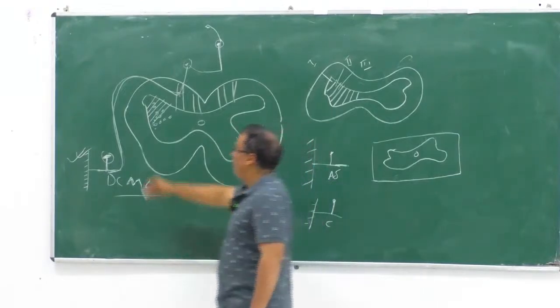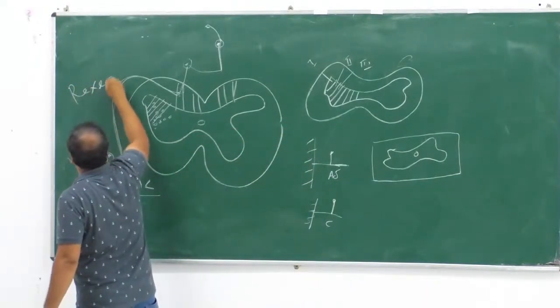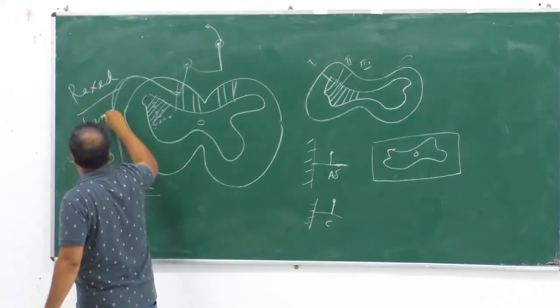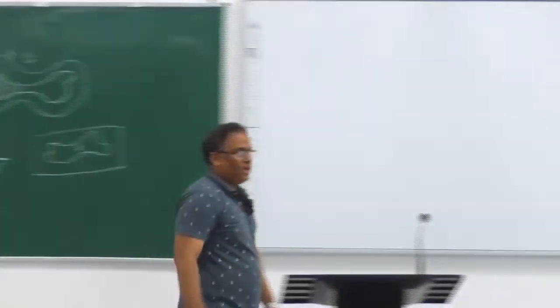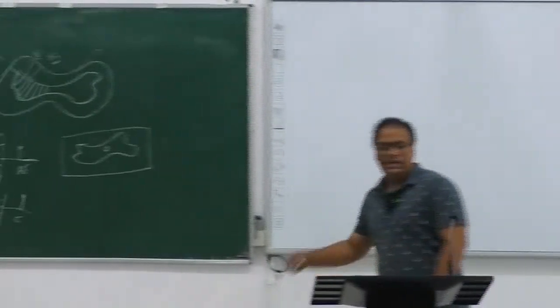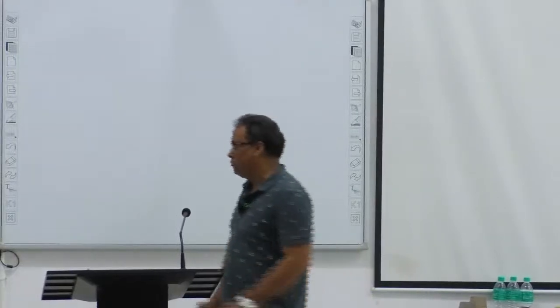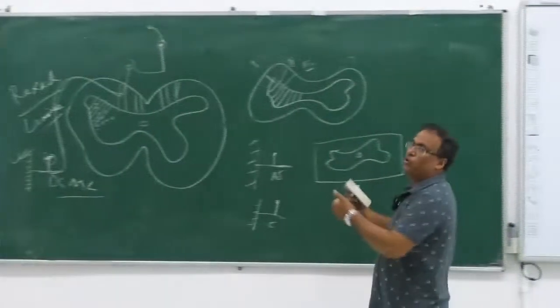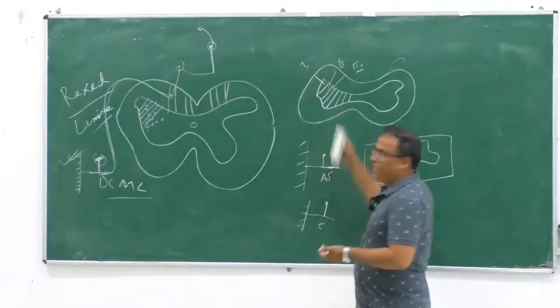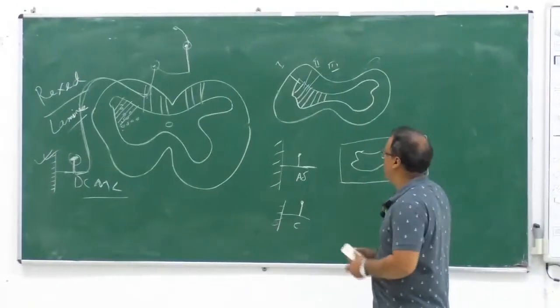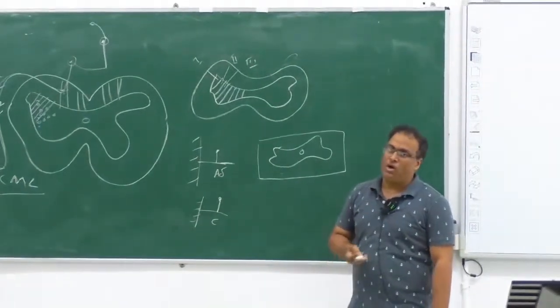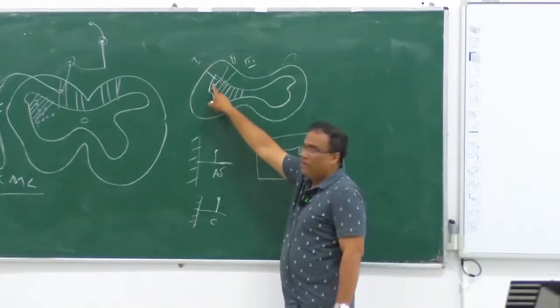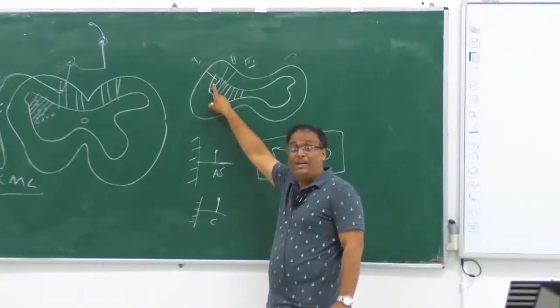It is called Rexed lamina, spelled R-E-X-E-D; the plural is laminae. So there are 10 laminae and a specific area for each. I don't want to describe it in detail, because whenever I push myself into details, too many details will come, which you probably can't understand. But remember that in this class there are laminae of the dorsal horn, and each fiber terminates in a specific lamina area.